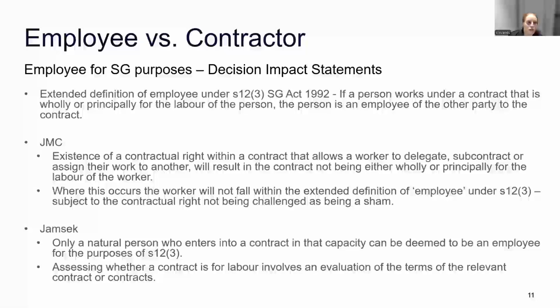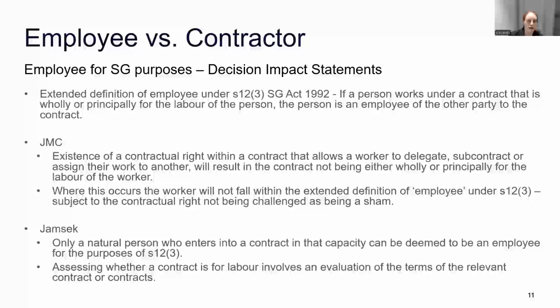So just a quick reminder of the definition of an employee under section 12(3) of the Super Guarantee Act: if a person works under a contract that is wholly or principally for the labour of that person, then the person is an employee of the other party to the contract. In the JMC case, the one I mentioned before, a university lecturer ended up not being an employee for SG purposes because of their right to subcontract and delegate.